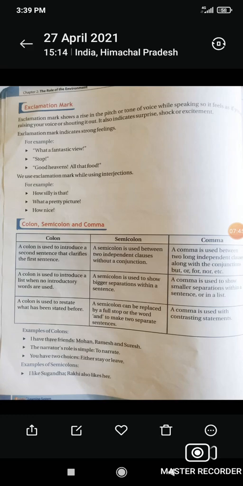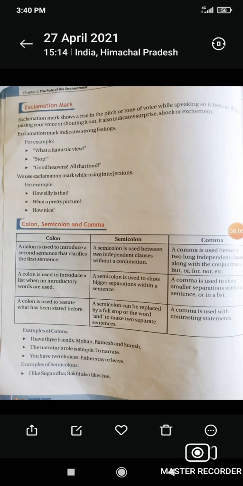Next is the comma. This is a very common punctuation mark. Why do we use a comma? We use a comma to show two contrasting statements, or to show a smaller separation within the sentence, like I like banana, orange, strawberry and pineapple. So these are small separations.